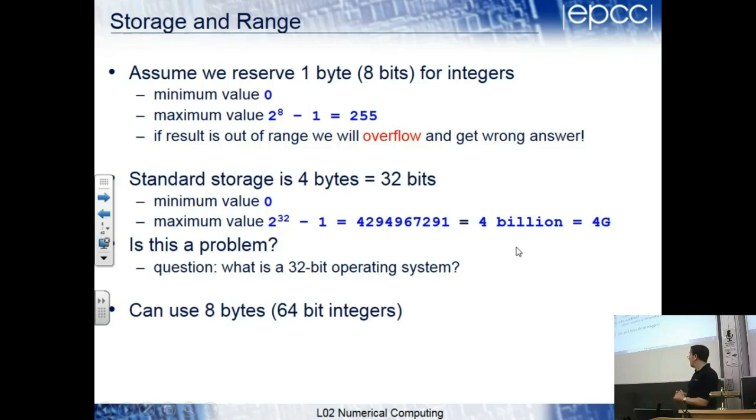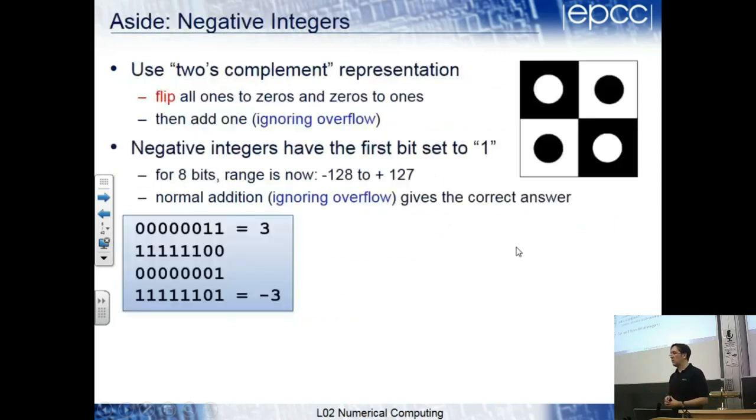What is a 32-bit operating system? This is a mistake that some people make, thinking that a 32-bit operating system means that integers are stored in 32 bits. It doesn't. A 32-bit operating system just says that memory addresses are stored in 32 bits. Nowadays, people like to store them in 64 bits, and 2 to the 64 is a huge number. So typically, if that's not big enough for your integer, you can use 8-byte integers, 64-bit integers. They're normally big enough for most practical purposes. If you want to go beyond that, you'll need to use some multi-precision library. But at least for scientific and technical calculation, this is normally good enough.